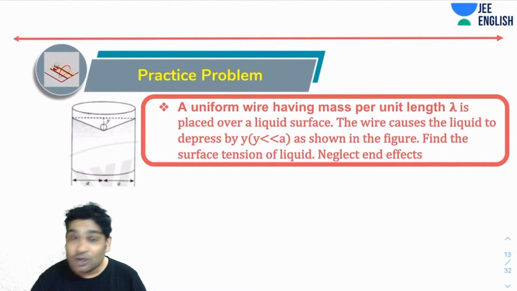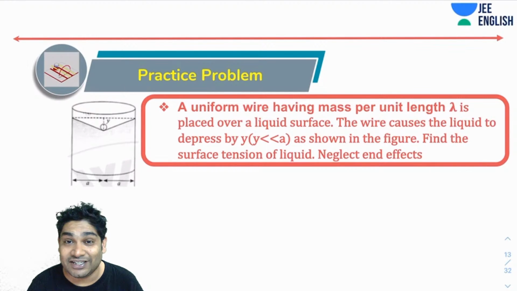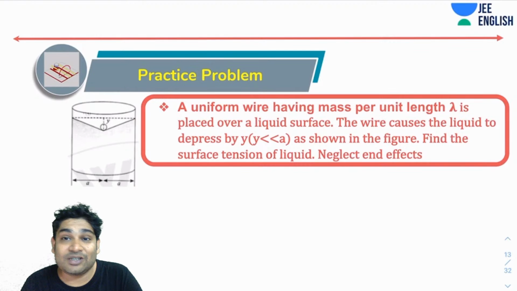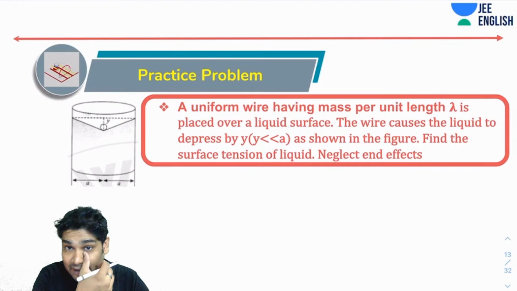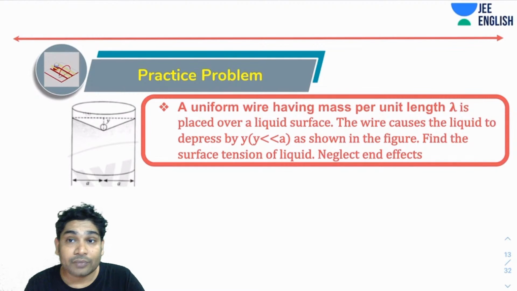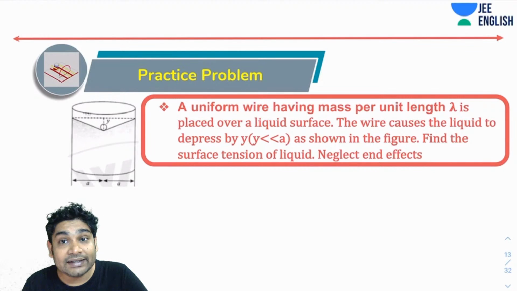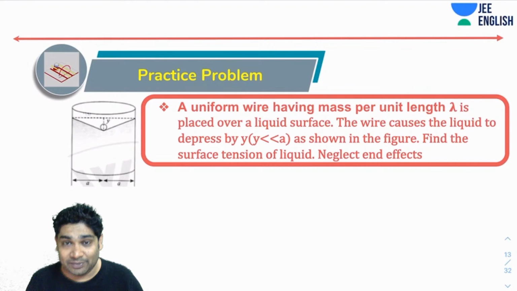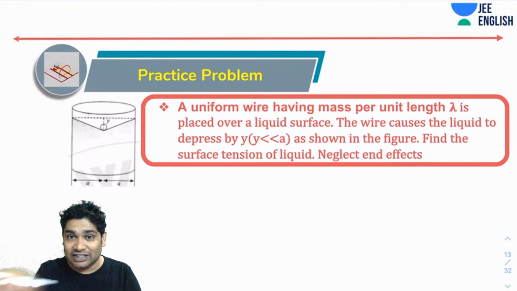Alright, great. So again, an IIT JEE problem, previous year JEE problem. I thought we will start our discussion with JEE advanced problems. Alright, so in this problem, you've been told a uniform wire having a mass per unit length lambda is placed over a liquid surface. The wire causes the liquid to depress by some y. You've been told you can assume that y is much smaller than a, being the radius of the cylinder, as shown in the figure. You have to find the surface tension of the liquid, and you can neglect the end effects. End effects meaning the effects around the end of the pin.